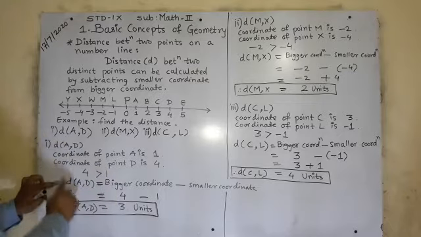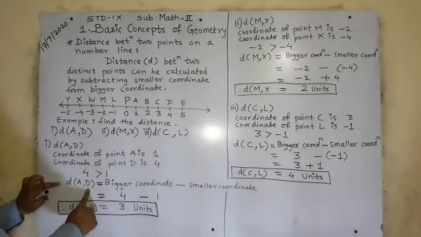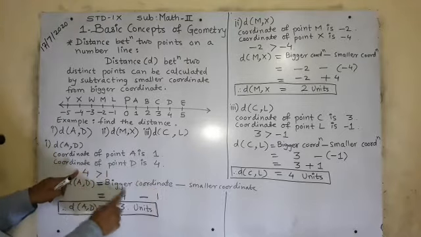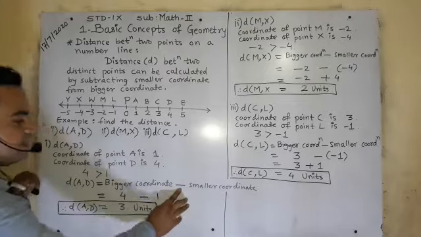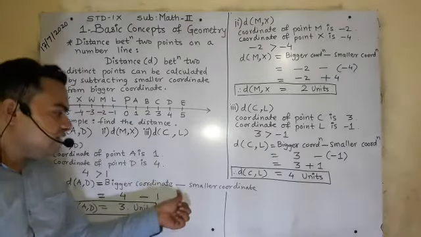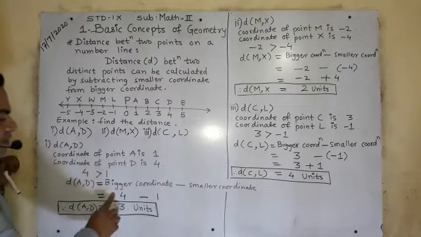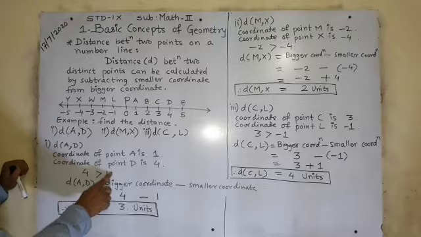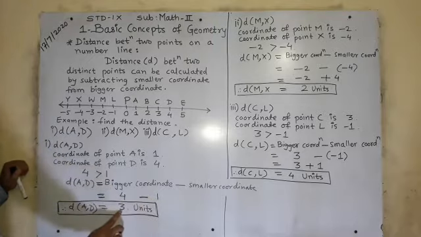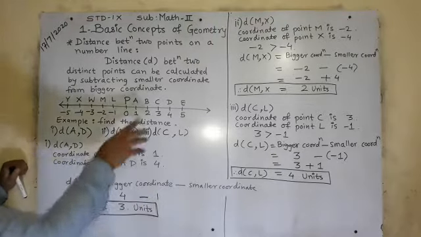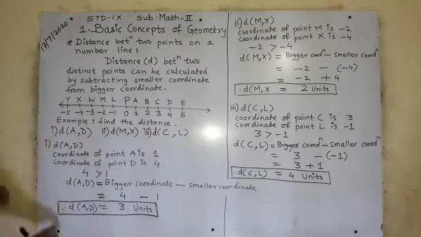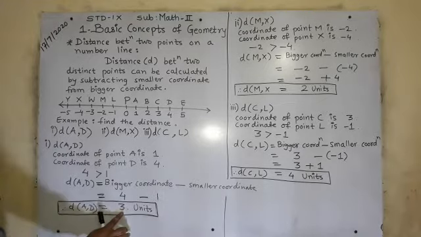So we have to write distance between point A and D is equals to, first you will write the bigger coordinate. पहले हम बड़ा coordinate लिखेंगे. Then this minus sign is of formula. ये minus sign formula में है. So bigger coordinate minus smaller coordinate. Who is smaller here? 1. 4 minus 1, answer is 3. What 3? 3 units, because here no meter, no centimeter. So we have to mention 3 units. At last we have to write, therefore distance between point A and D is 3 units.